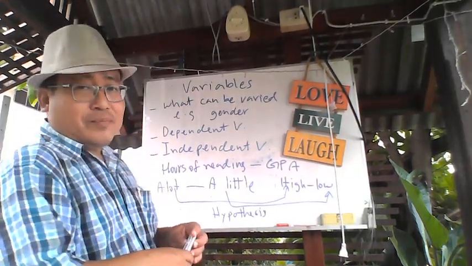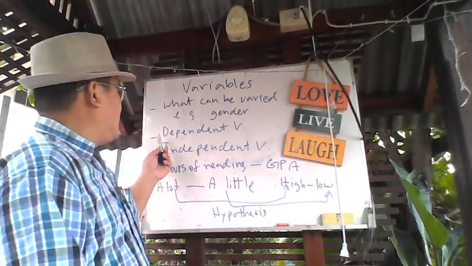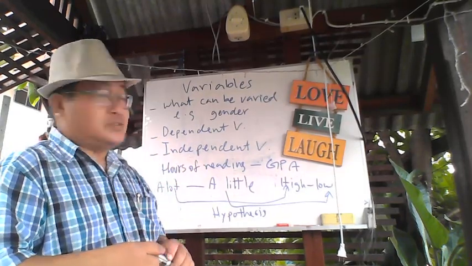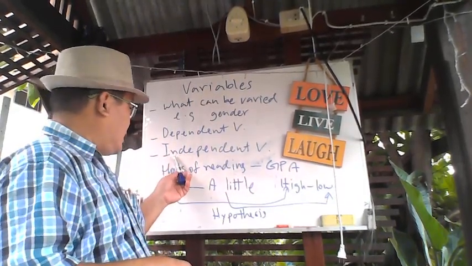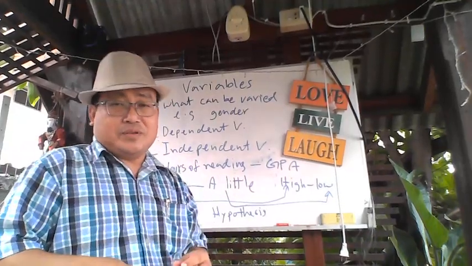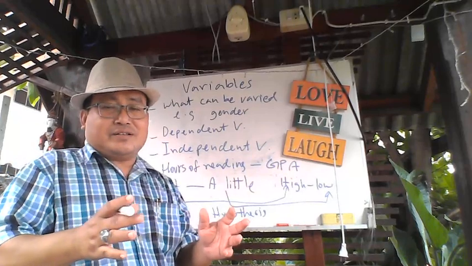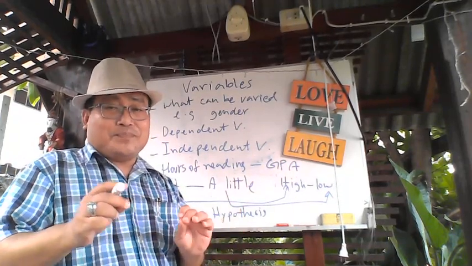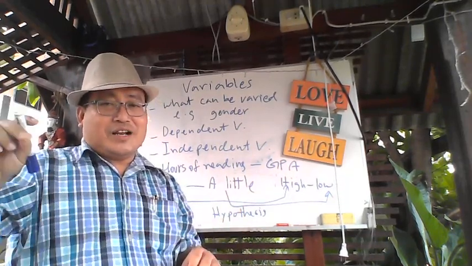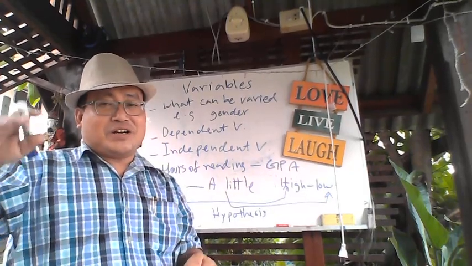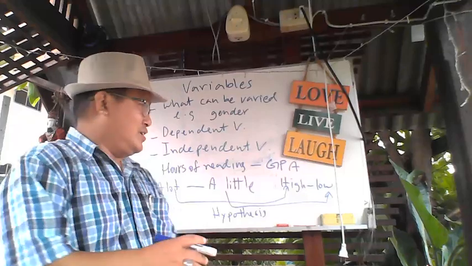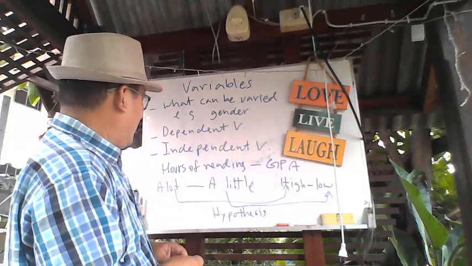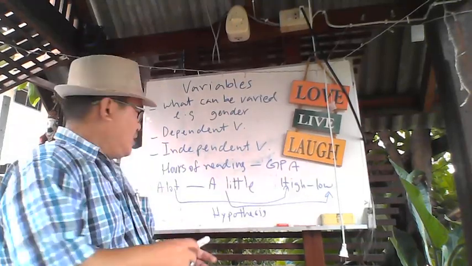And talking about variables, we usually talk about two kinds of variables: dependent variables and independent variables. A dependent variable is a variable that, as its name suggests, depends on the availability or the fluctuation of other variables. I mean, this is very simple. So I'll give you an example here.